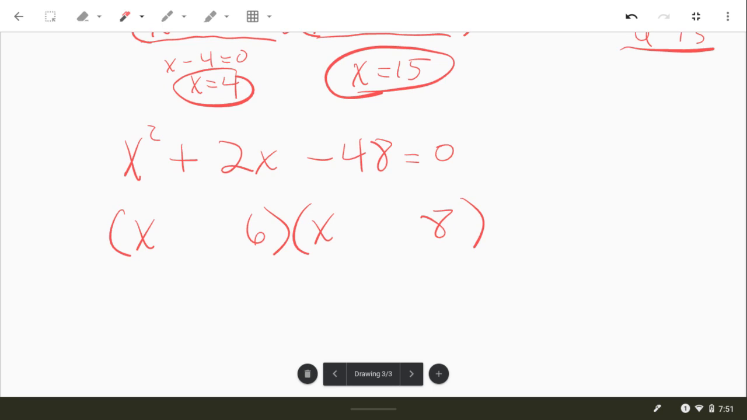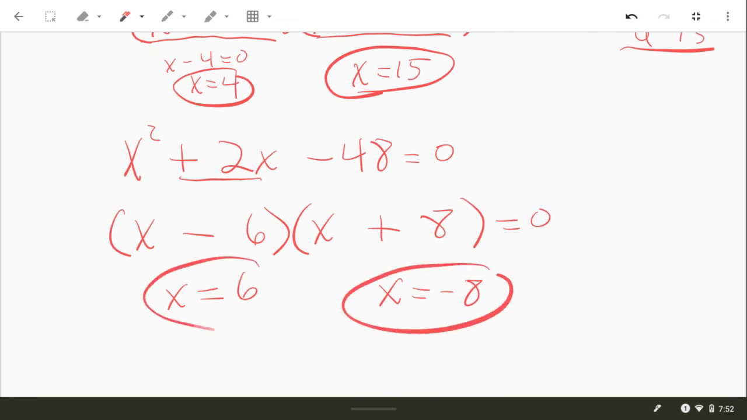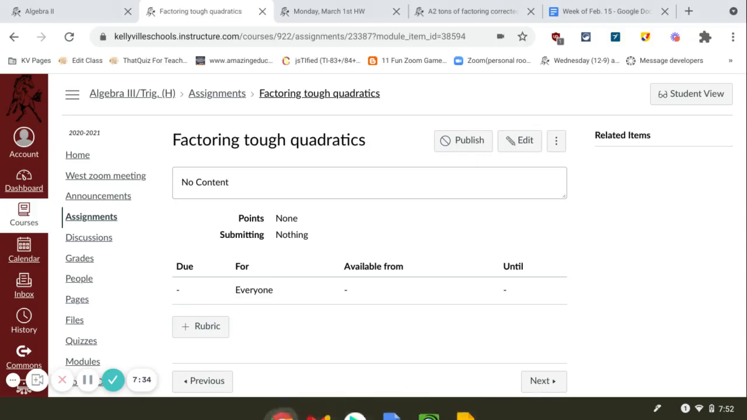So at this point, it might be a guess and check method for you, but the sign of the bigger number matters. Because the middle one's a positive 2x, I know I've got to have a positive 8 here and a negative 6 there. It's in factored form. I can now find my answers. x equals 6 and x equals negative 8. I'm going to do some of the more difficult style quadratic equations next.